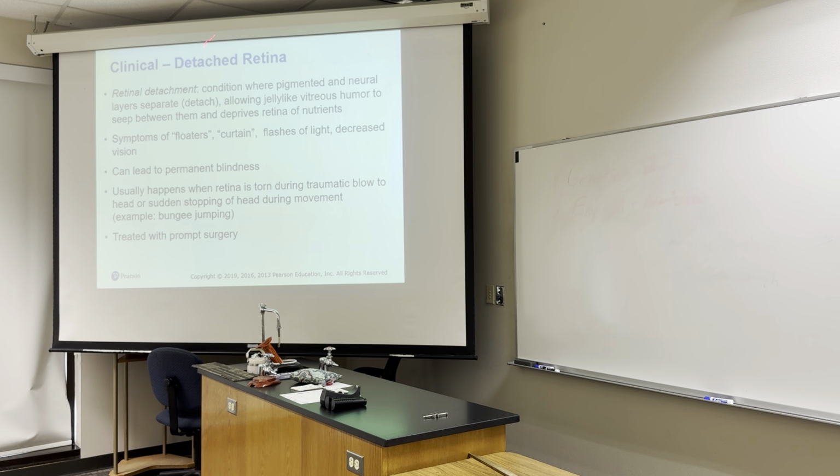So now, detached retina. If for any reason the retina is detached, what is going to happen? Retinal detachment is a condition where the pigmented and neural layers separate, allowing jelly-like vitreous humor to seep between them and deprive the retina of nutrients. What is going to happen? You will have floaters, a curtain, flashes of light, decreased vision, and it can lead to permanent blindness. It usually happens when the retina is torn during a traumatic blow to the head or sudden stopping of the head during movement, and is treated with prompt surgery.